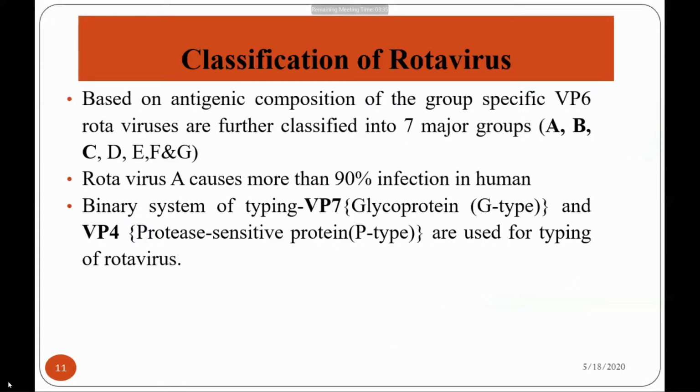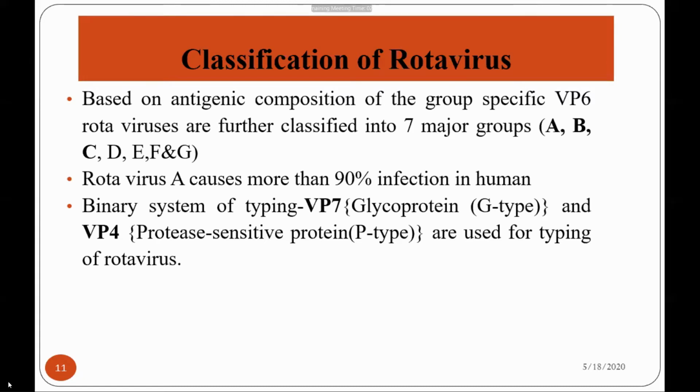Rotaviruses can be classified on the basis of antigenic compositions and a binary system of typing. The first classification method is based on the antigenic composition of the group-specific viral protein 6. On the basis of this group-specific viral protein 6, rotaviruses can be classified into 7 major groups, that is rotaviruses A, B, C, D, E, F, and G.